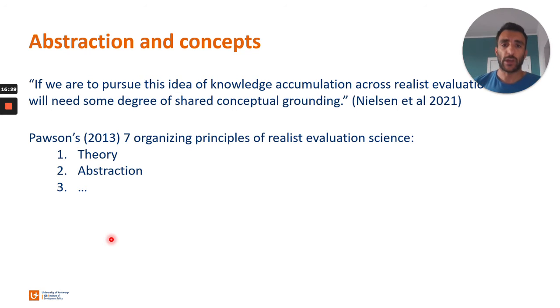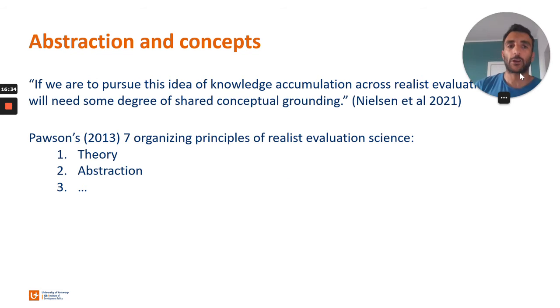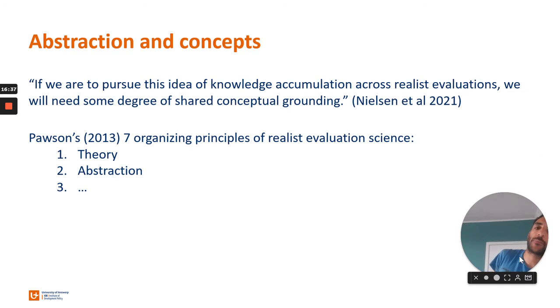Okay, abstraction means that if we are to pursue the idea of knowledge accumulated across relative relations, we will need some degree of shared conceptual grounding, right? So abstraction and concept, abstraction is really crucial when it comes to realist evaluation. The same can be said by Pawson's 7 organizing principles of realist evaluation. Again, he emphasizes the idea of theory and abstraction, right? So abstraction and conceptualization apparently are very crucial when we talk about mechanisms in the realist evaluations, right?